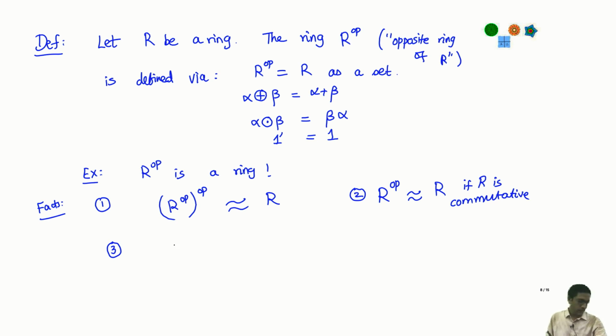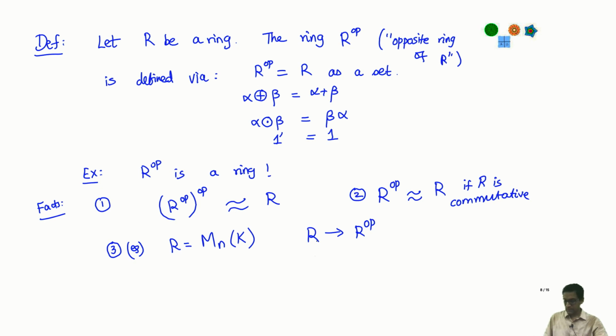A standard example of that is if I take the ring of n cross n matrices. So what does the opposite ring mean? It means if I give you two matrices A and B, their new product is defined to be BA instead of AB.